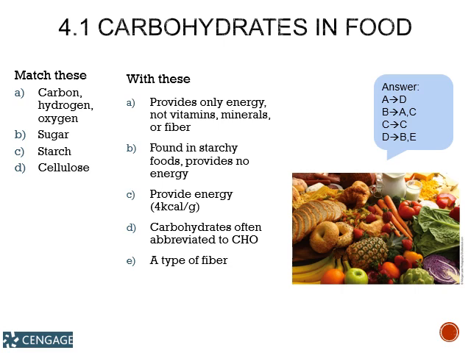B, sugar, is represented by both A and C. So sugar provides only energy, not vitamins, minerals, or fiber, and provides energy at 4 kilocalories or calories, which I'll use synonymously with gram per gram. C, starch, provides energy at 4 calories per gram. And D, cellulose, is found in starchy foods, provides no energy, and E is a type of fiber.